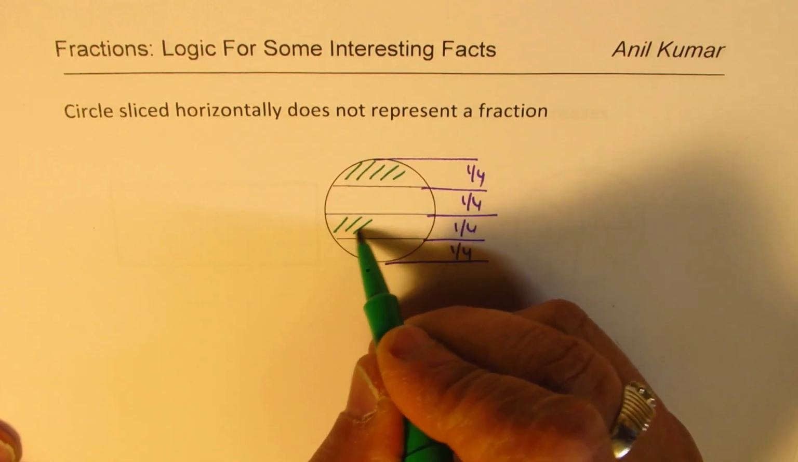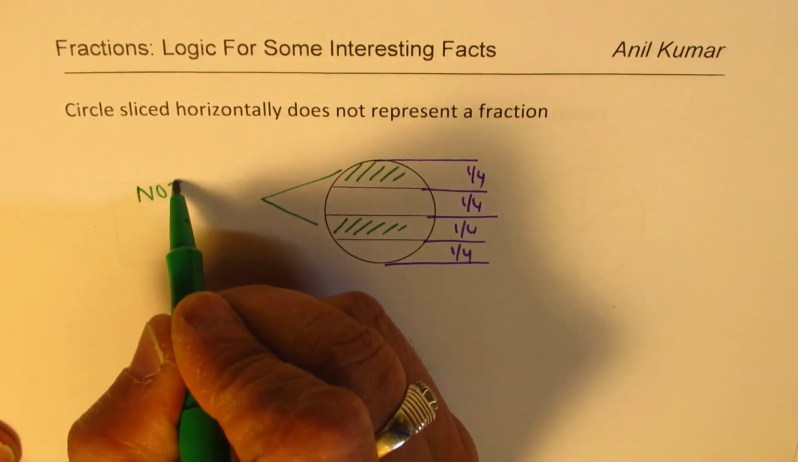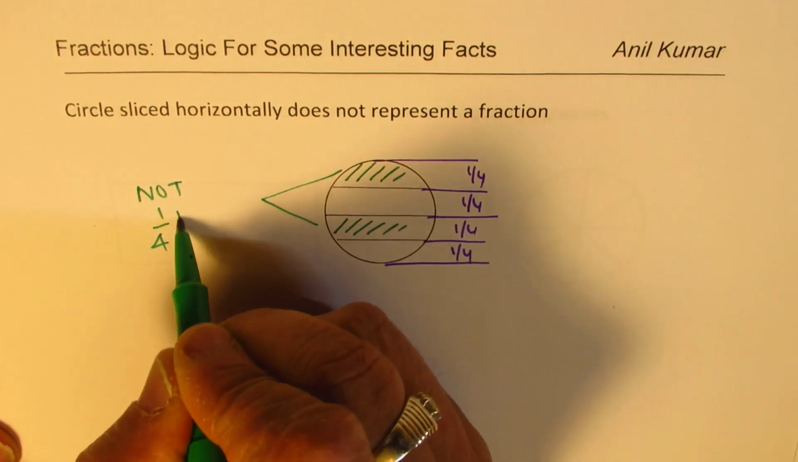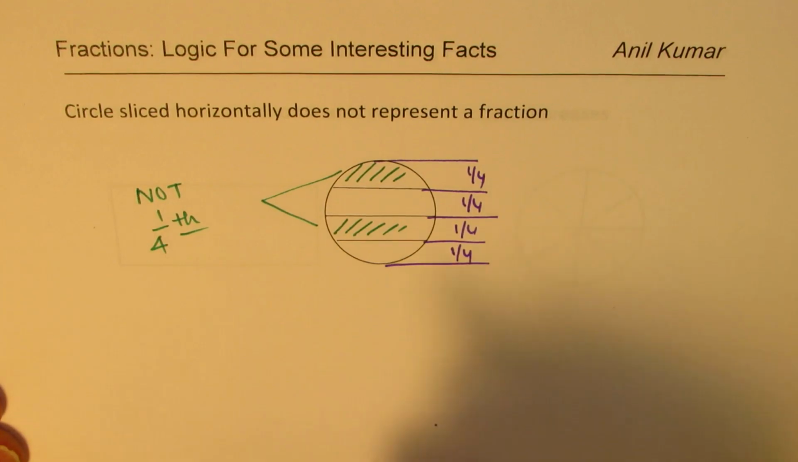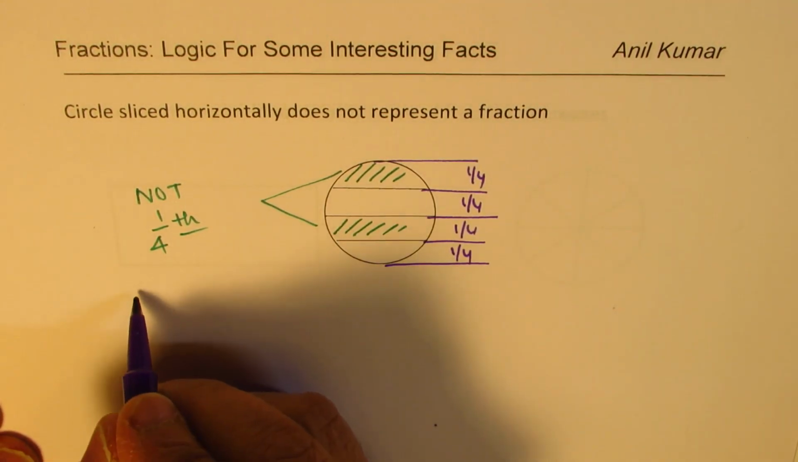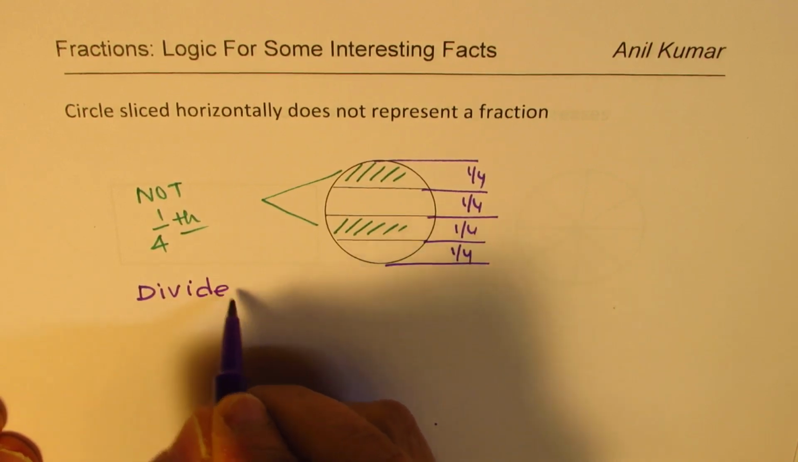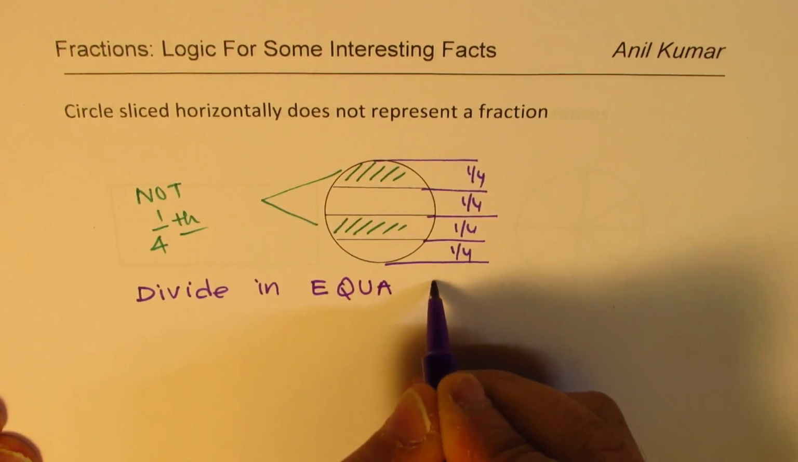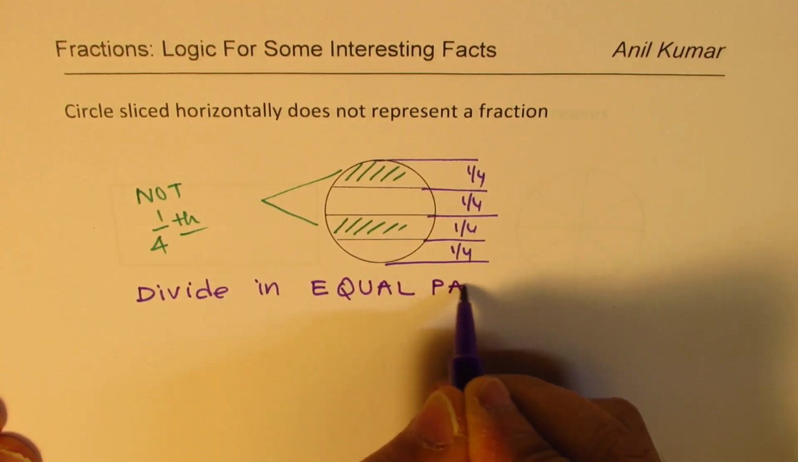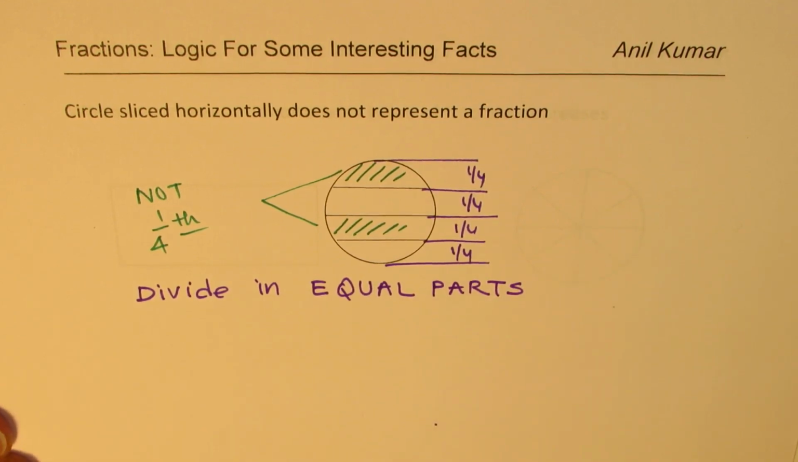This and this are not 1/4. Why? That is the question. So the important thing to understand in fractions is that we need to divide in equal parts. So whenever we talk about fractions, we need to divide in equal parts.